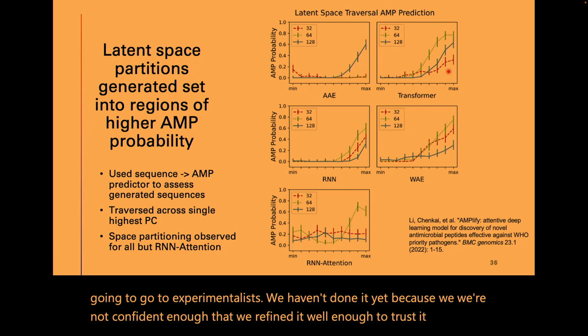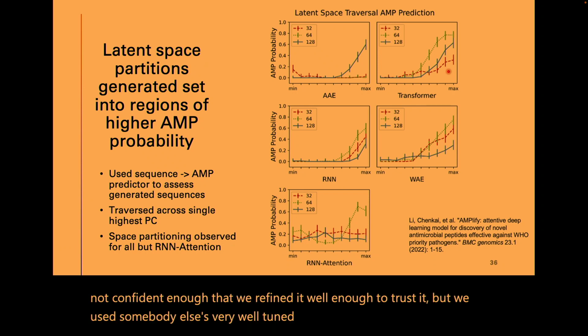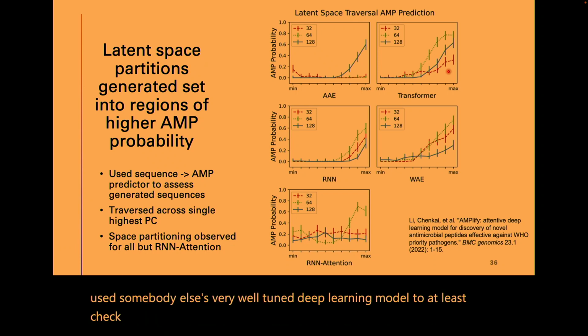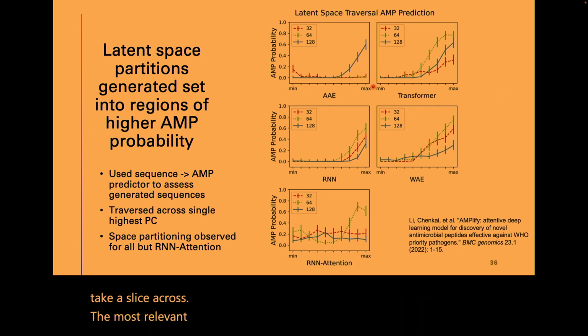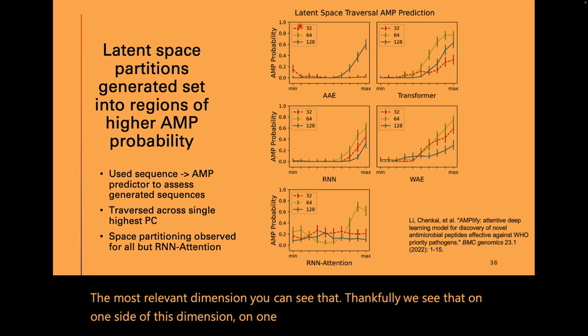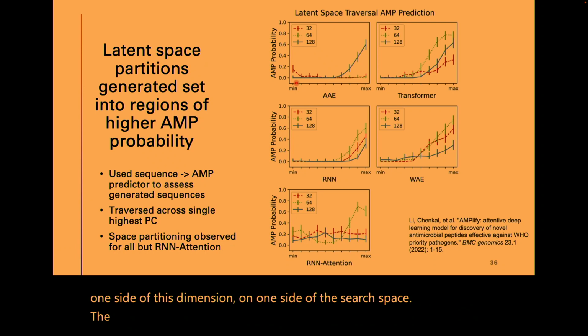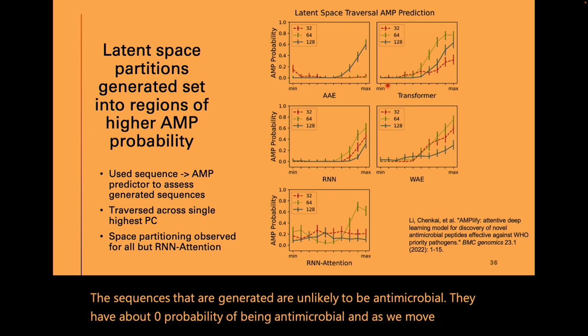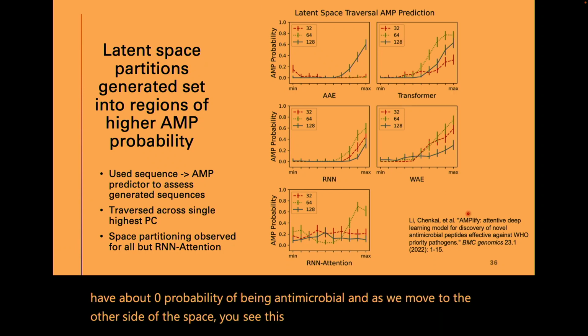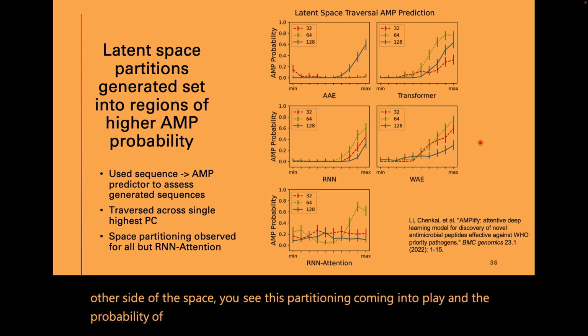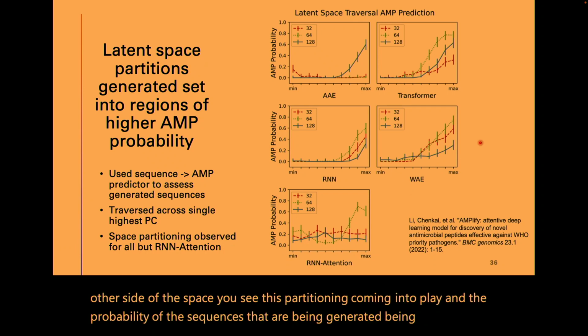But we used somebody else's very well-tuned deep learning model to at least check whether generated sequences were or were not antimicrobial. If you take a slice across the most relevant dimension, you can see that thankfully on one side of this dimension, on one side of this search space, the sequences that are generated are unlikely to be antimicrobial. They have about 0 probability of being antimicrobial. And as we move to the other side of the space, you see this partitioning coming into play, and the probability of the sequences that are being generated being antimicrobial rises.